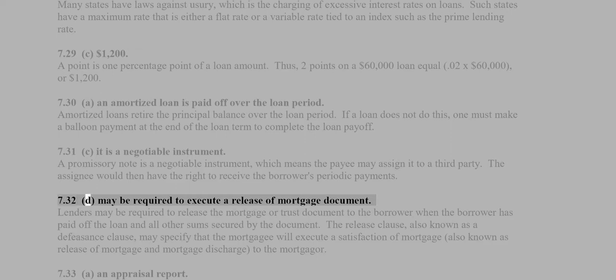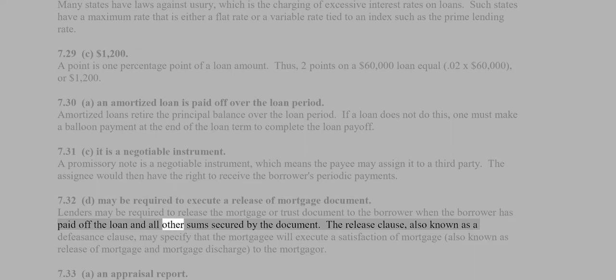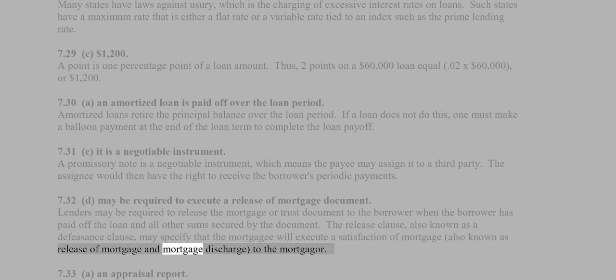7.32. D. May be required to execute a release of mortgage document. Lenders may be required to release the mortgage or trust document to the borrower when the borrower has paid off the loan and all other sums secured by the document. The release clause, also known as a defeasance clause, may specify that the mortgagee will execute a satisfaction of mortgage, also known as release of mortgage and mortgage discharge, to the mortgagor.